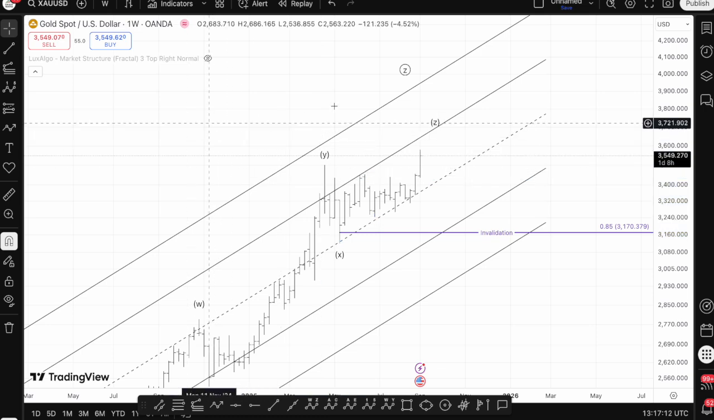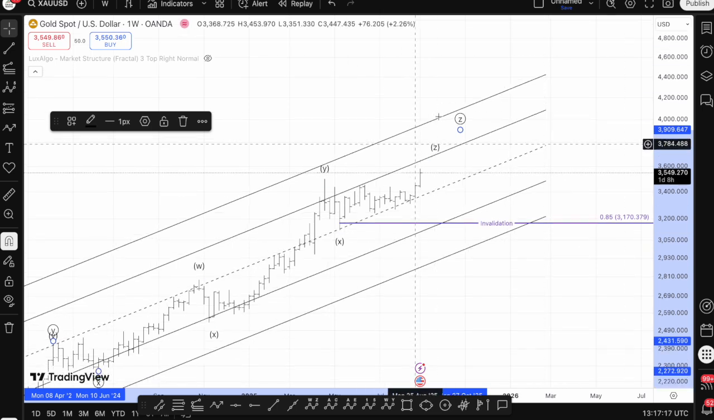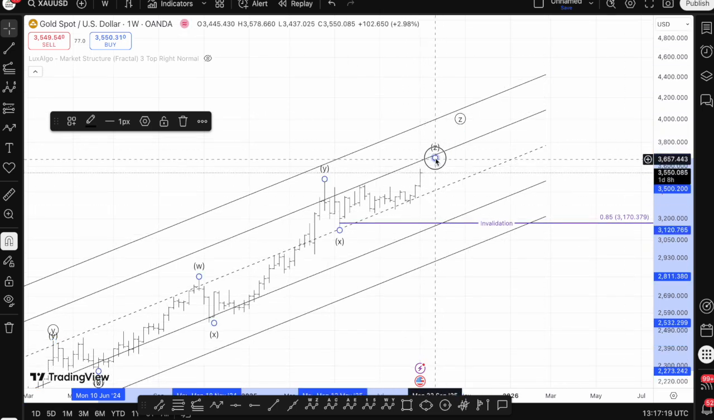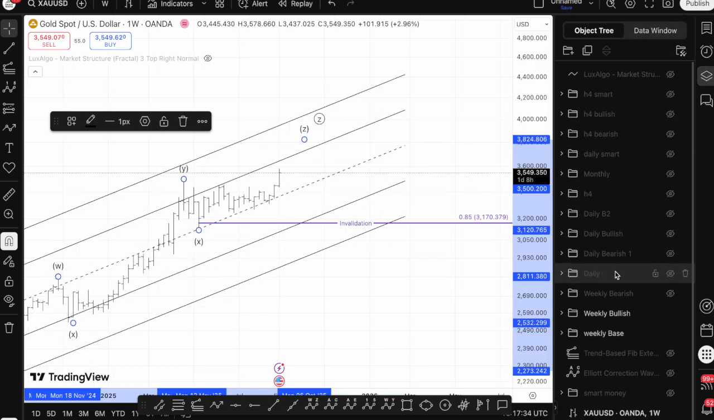The invalidation is right here. Or for that matter, this leg Z could be finished anywhere within the channel, right? Could be looking at higher highs right here. But the most important point of this video is that we could be looking at a bearish case as well, which I'm going to explain right now.